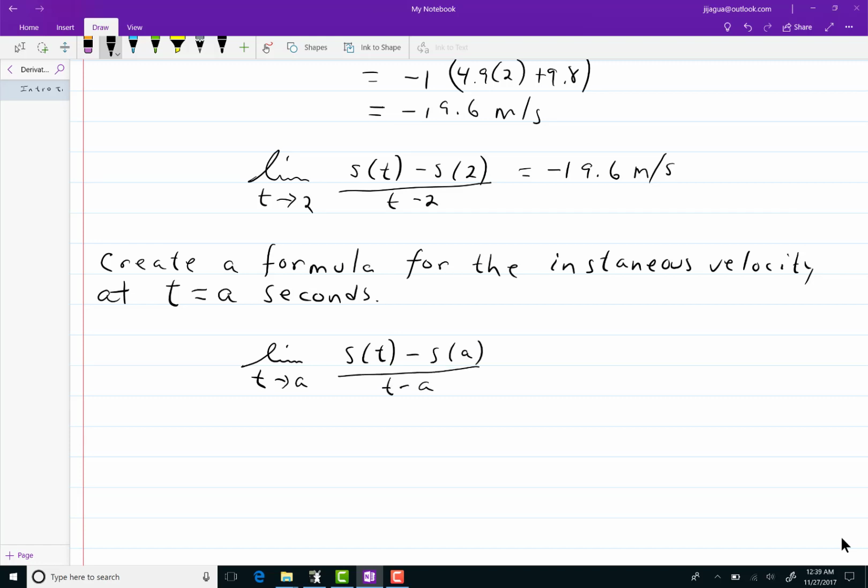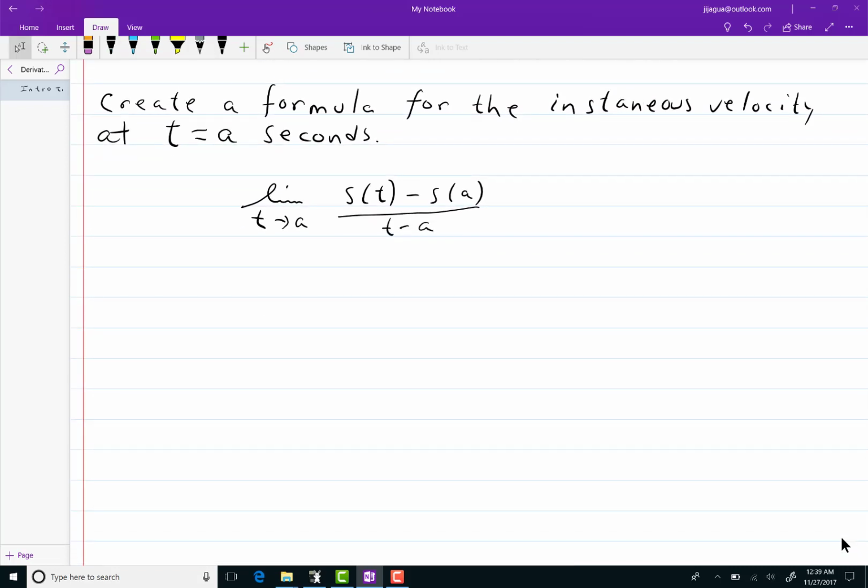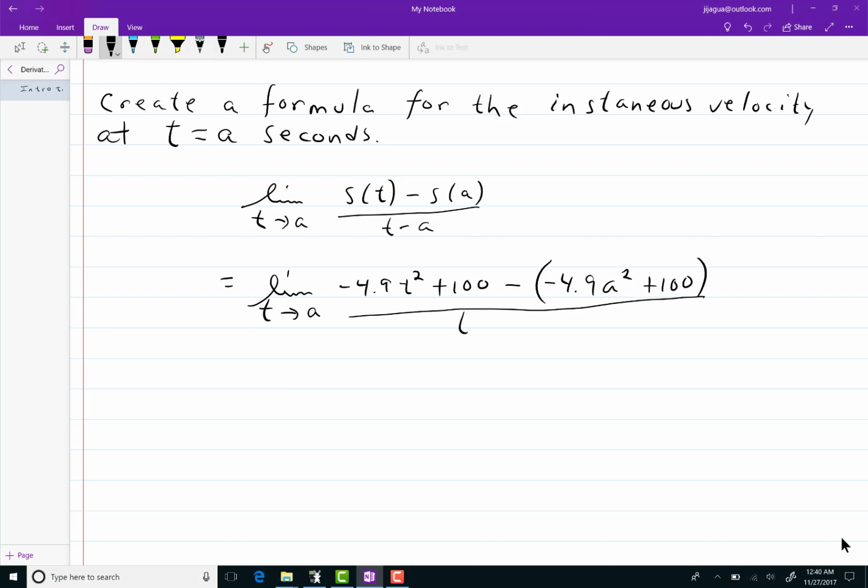Now let me plug in these letters into the various formulas. This is the limit as t goes to a. S of t was negative 4.9 t squared plus 100 minus, now s of a was negative 4.9 a squared plus 100 all over t minus a. Now this is nice. The hundreds cancel out.